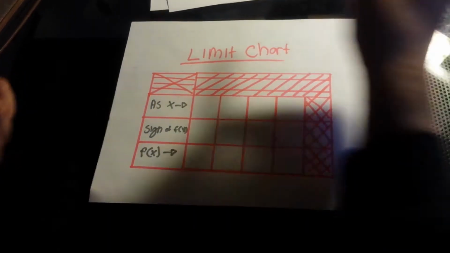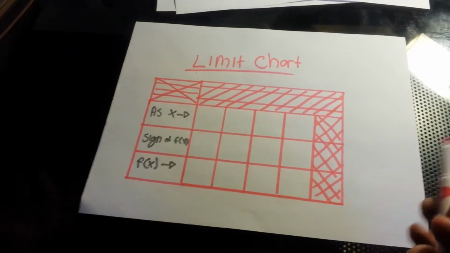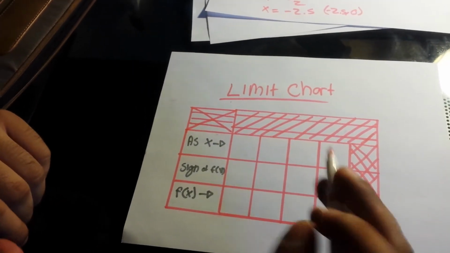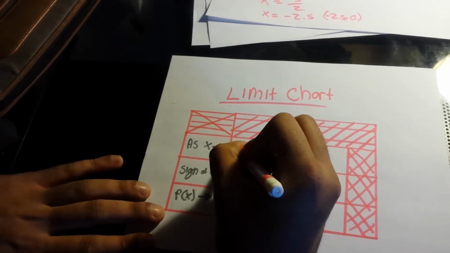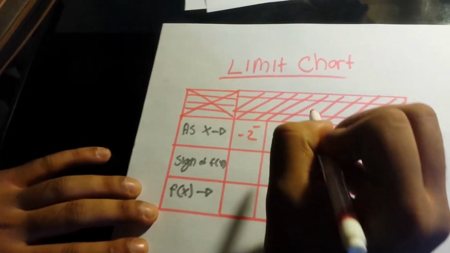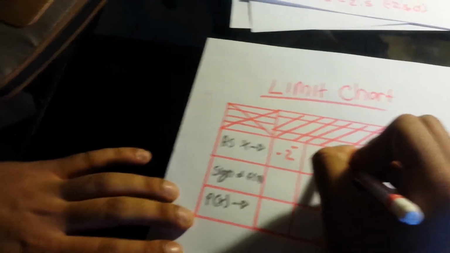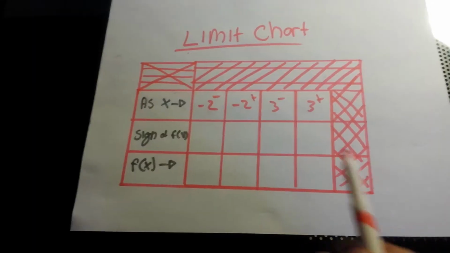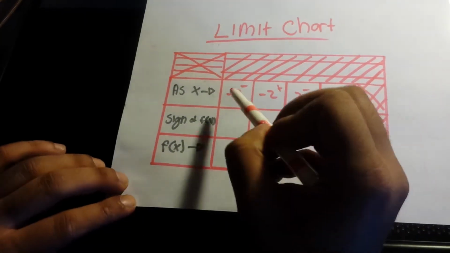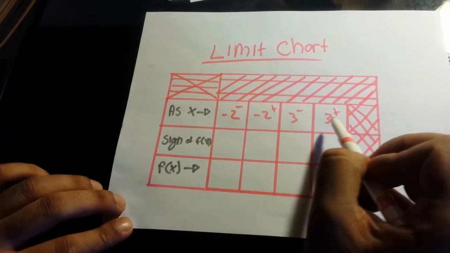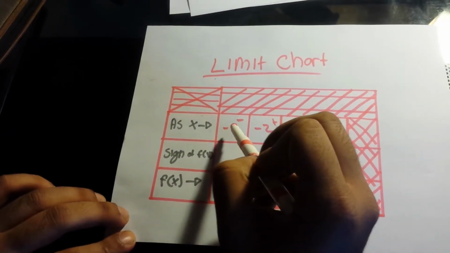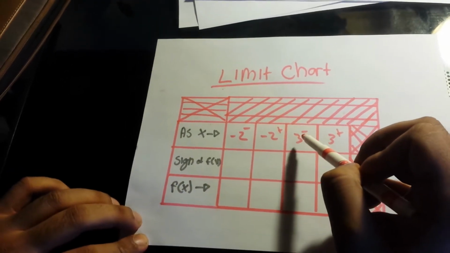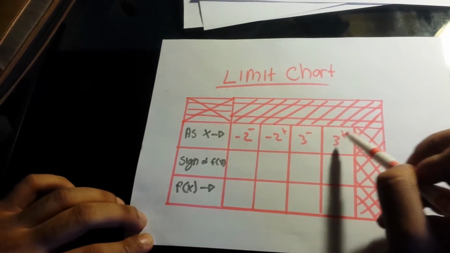Alright, now for the limit chart to see if it goes up or down when it's approaching a vertical asymptote, you must put in your vertical asymptotes the left side and the right side. So simply done as -2 minus, which is the left side, -2 plus, which is the right side, 3 minus, 3 plus. Now you must plug in a number just smaller and just bigger for both of these. So now we put -2.01 and -1.99, and for this one 2.99 and 3.01.